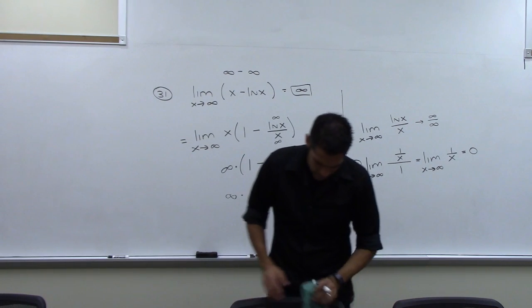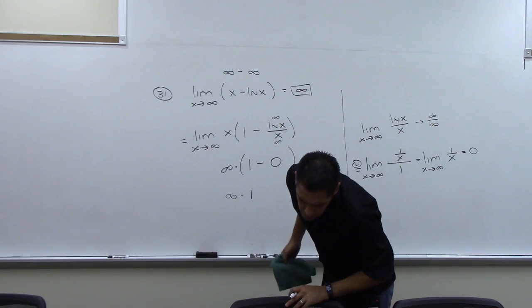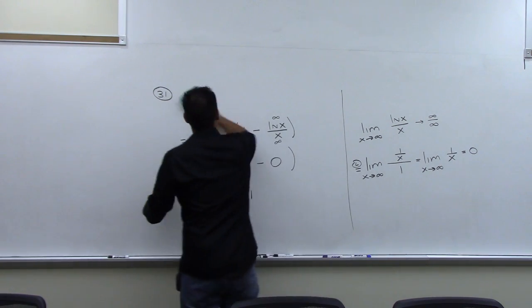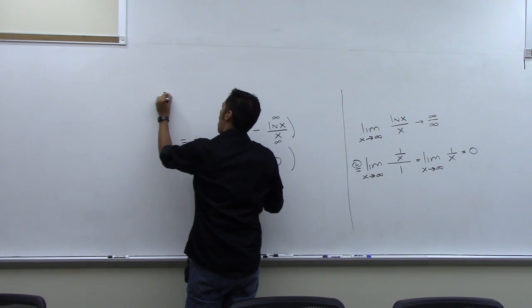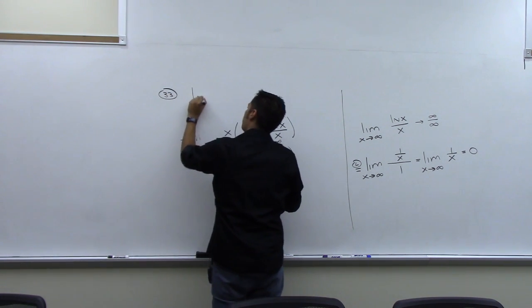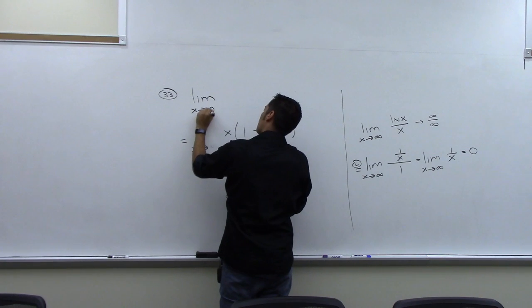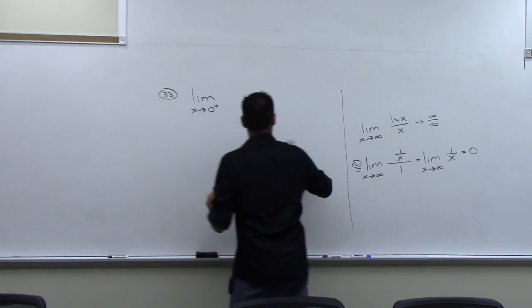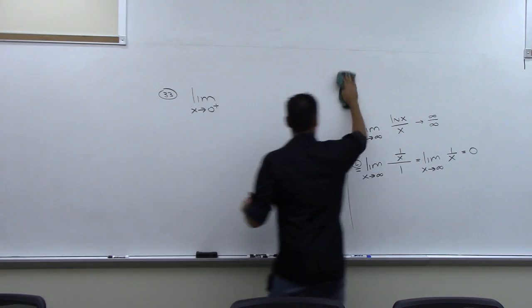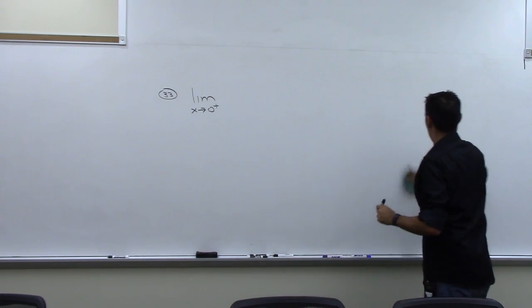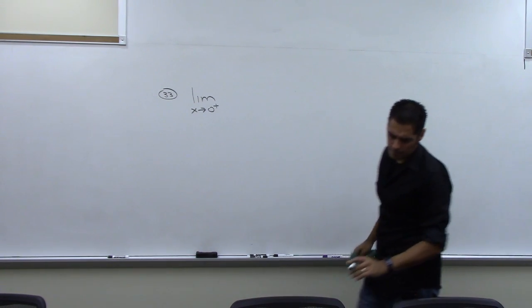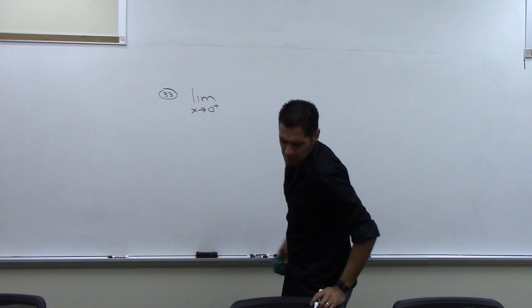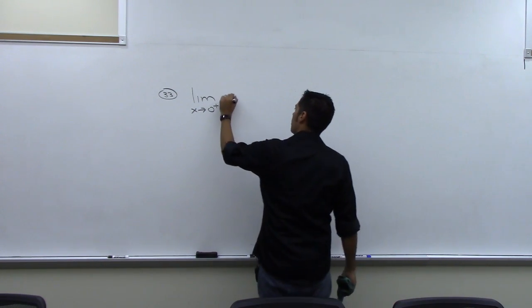Okay, 33. Limit x goes to 0 from the right of x raised to the root x.